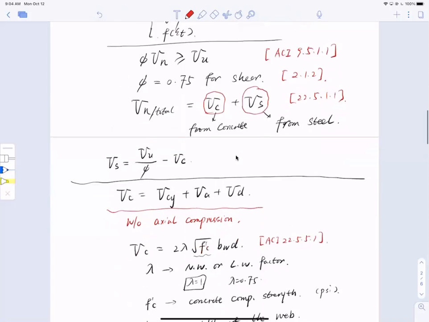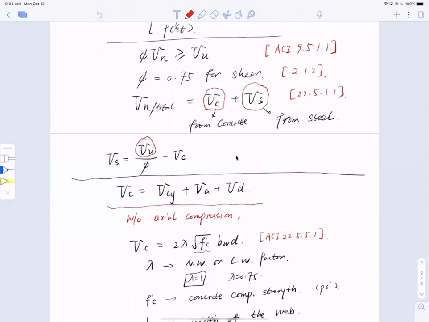And from the applied shear force, that is the factored shear force, we can use the strength reduction factor. Mind you that this is 0.75, universal for shear. Use that factor, we can find out the required shear capacity. So this required shear capacity subtract Vc, which is the concrete contribution, and you can get the required contribution from the steel.